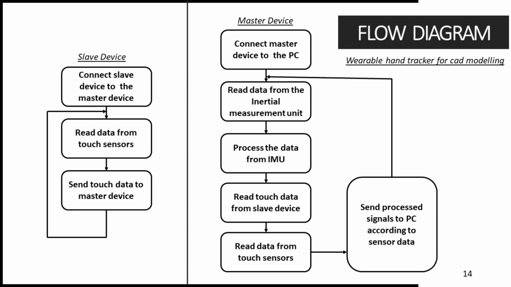The functions of the slave device consist of connecting the slave device to the master device, reading data from touch sensors, and sending touch data to the master device. The functions of the master device include connecting the master device to the personal computer, reading data from the inertial measurement unit, processing the data from the IMU, reading touch data from the slave device, reading data from the touch sensors, and sending the processed signal to the personal computer according to the sensor data.